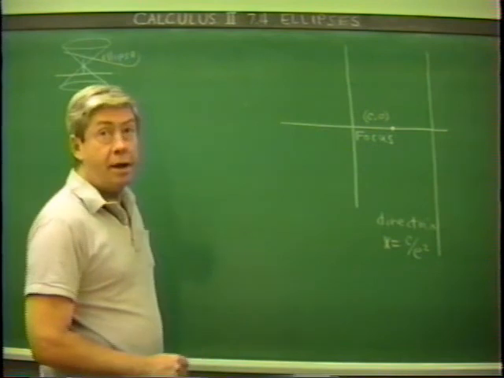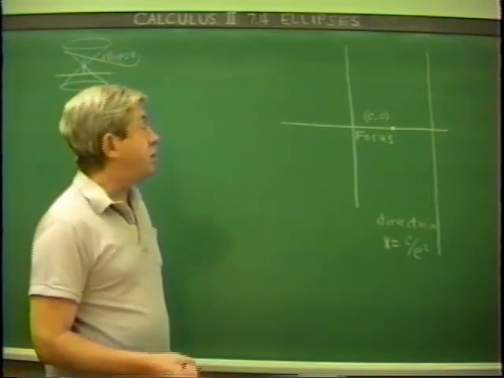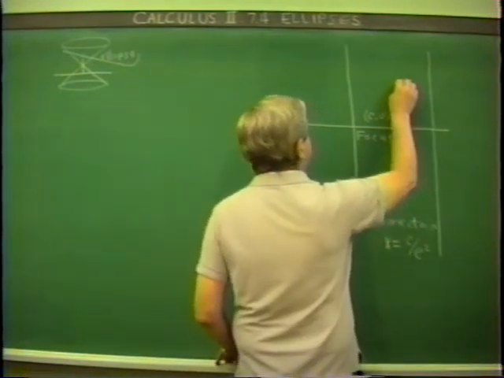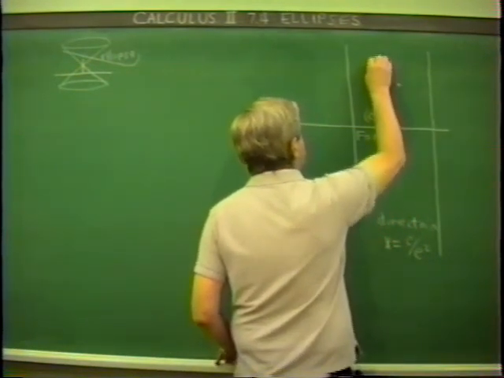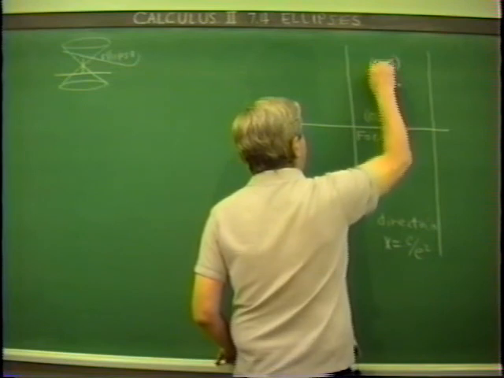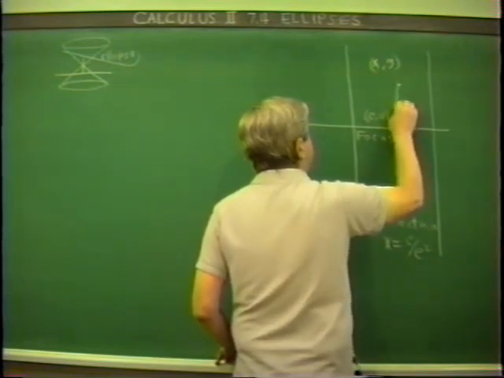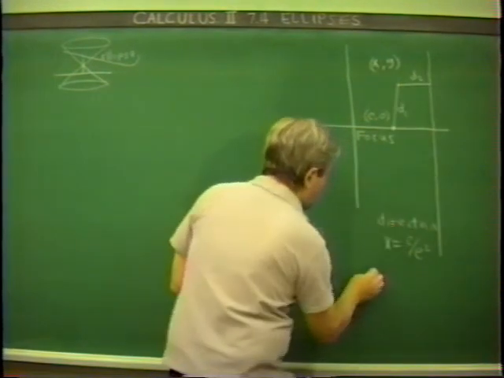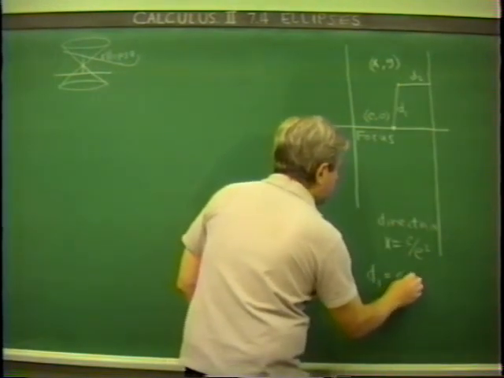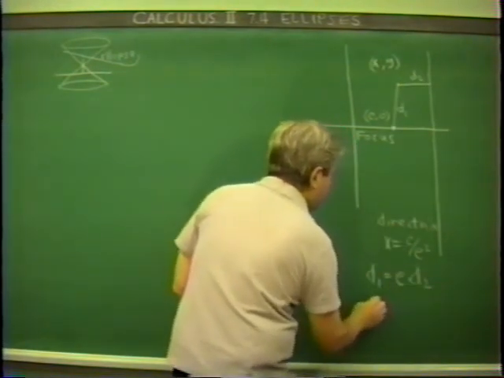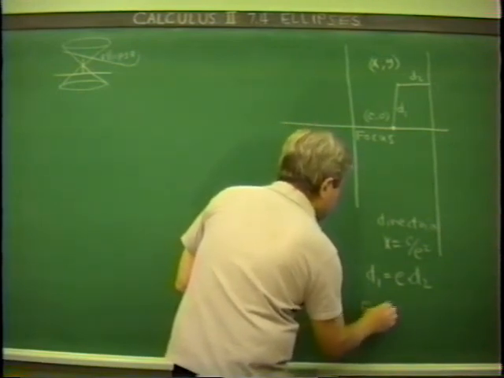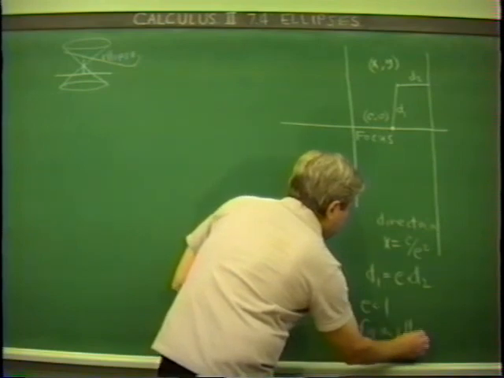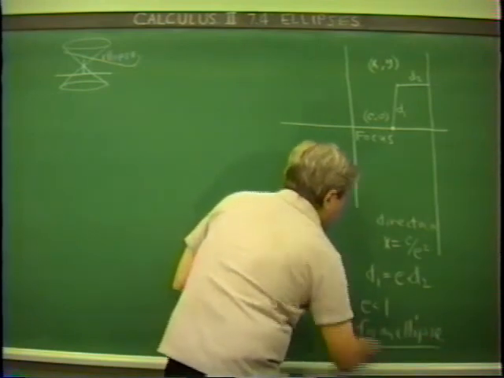This is chosen to make everything work out nicely, and later we will deal with a situation when things are not quite as nice. Now what we want then is to consider the collection of all points x, y, so that if we take this distance d1 and this distance d2, d1 is equal to e times d2. And for an ellipse, e is less than 1.